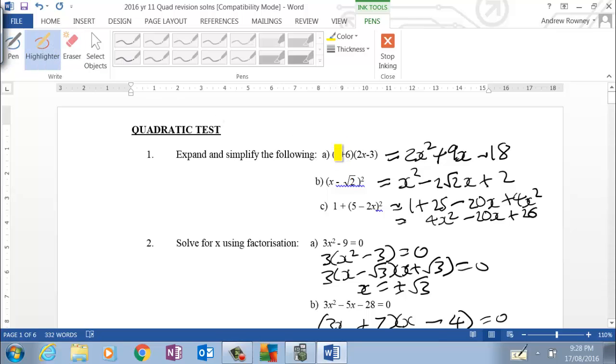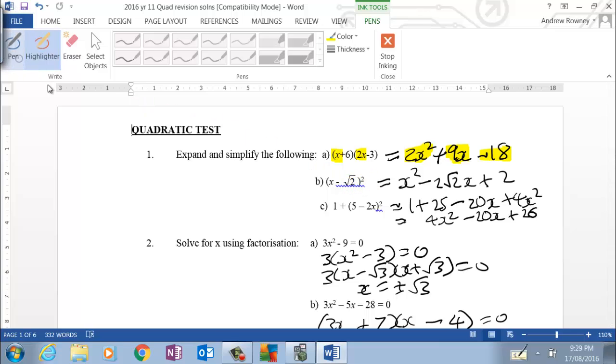So we've got here, if you multiply the two firsts together, you get 2x squared. You do outers and inners in your head together, so you're getting minus 3x plus 12x, so that's 9x. And if you do the last, 6 and 3, you get 18 plus and minus, so that's FOIL. Do FOIL with this one here.